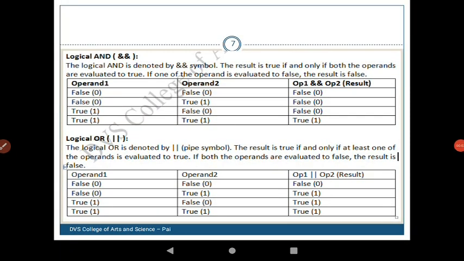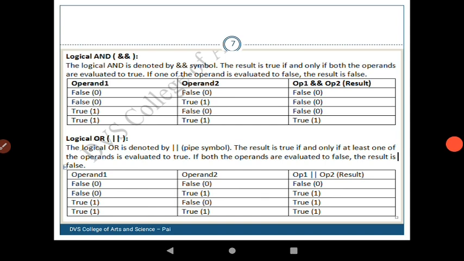Logical OR. The logical OR is denoted by the pipe symbol. The result is true if and only if at least one of the operands is evaluated to true. If both the operands are evaluated to false, the result is false. Observe the table carefully. If operand 1 is 0 and operand 2 is also 0, then the result will be 0, that is false.